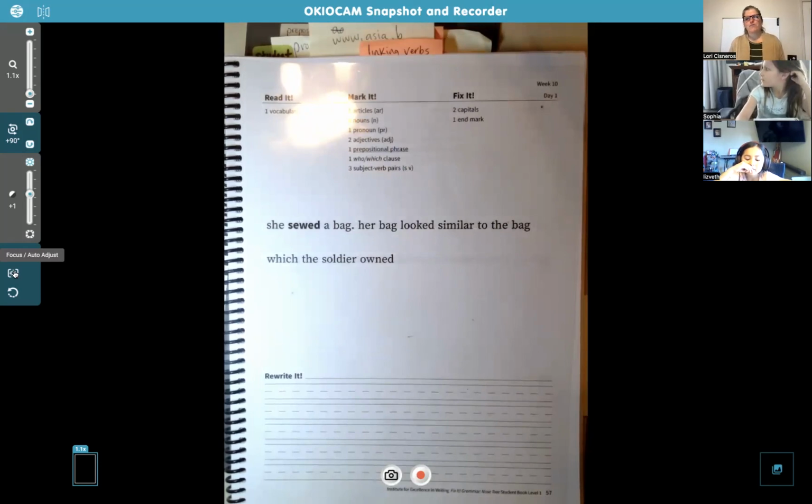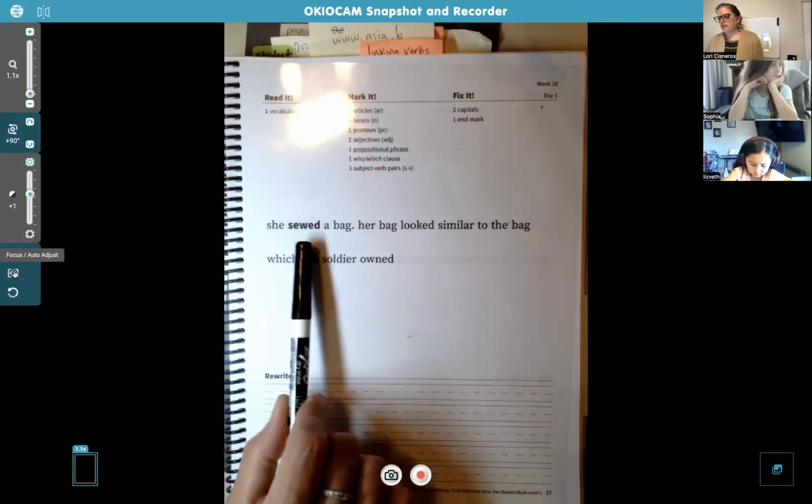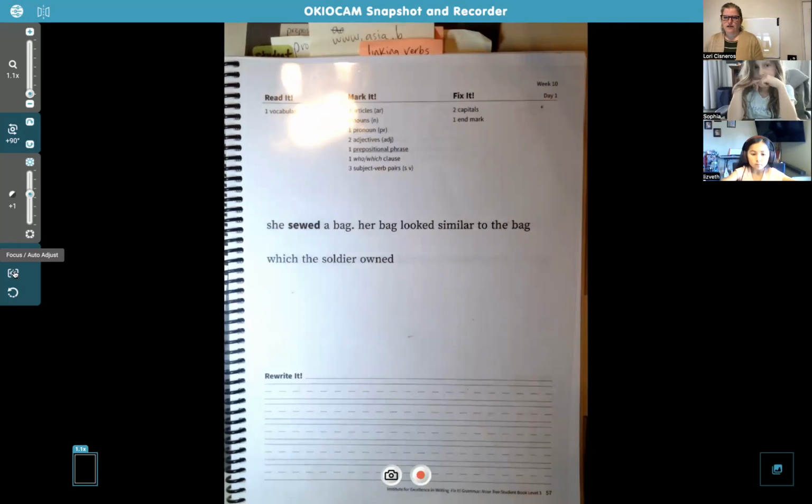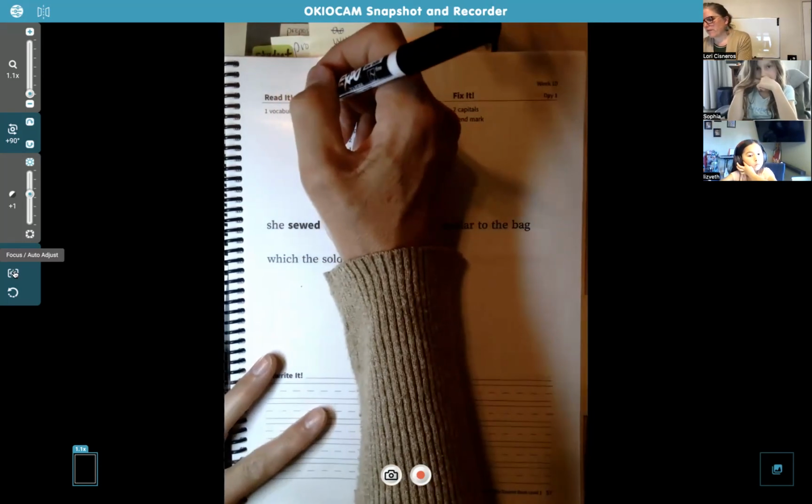So have you ever sewed something before, Sophia? No? How about you, Lizbeth? Sometimes maybe your mom or somebody in your family has used a sewing machine before. Have you ever seen a sewing machine? No? Okay. Well, basically, it's when you put material or fabric together to make something like a bag, or it could be curtains or clothes or a blanket, something like that. Okay, that's the vocabulary word, sewed. And that's what that means. So we can put a check mark by vocabulary now.